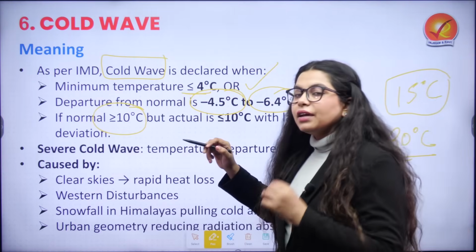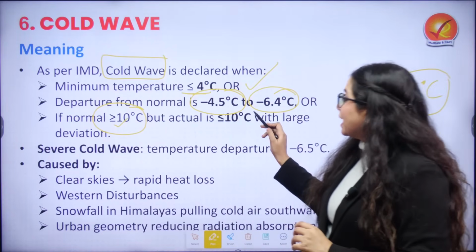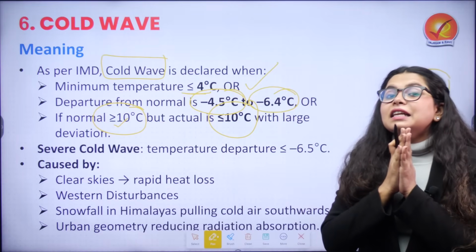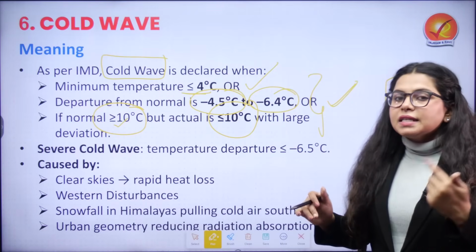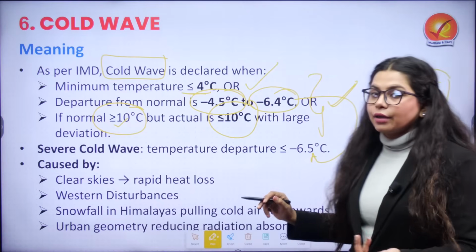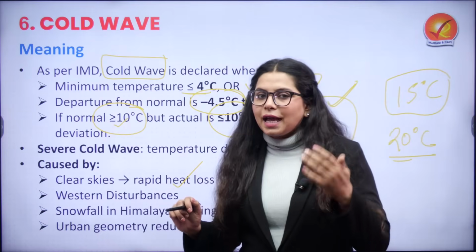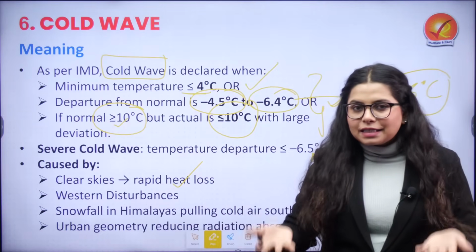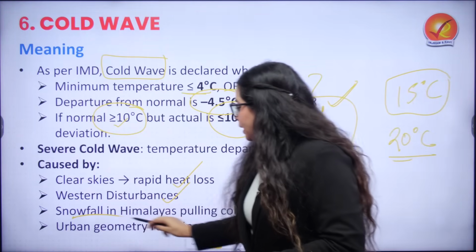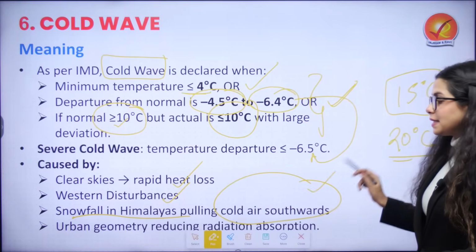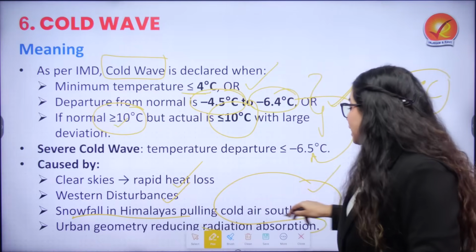Or there is a third scenario, if the normal is more than or equal to 10 degrees Celsius, but the actual is less than or equal to 10 degrees Celsius, and there is a large deviation. In all of these situations, it can be marked as a cold wave. Severe cold wave will go beyond these scenarios. It is usually caused in situations where there are clear skies and rapid heat loss. Western disturbances and snowfall in the Himalayas pull the cold air southwards, and also urban geometry and planning, which reduces radiation absorption.